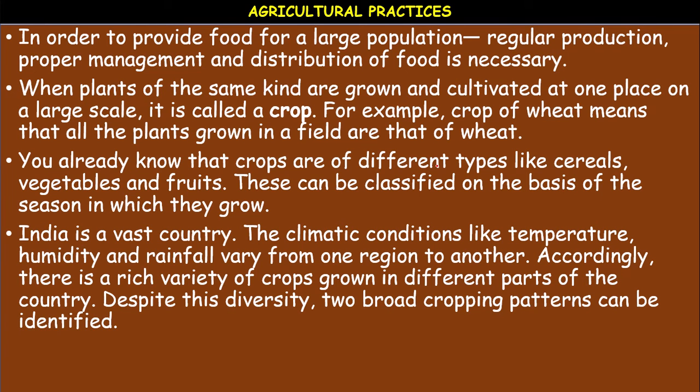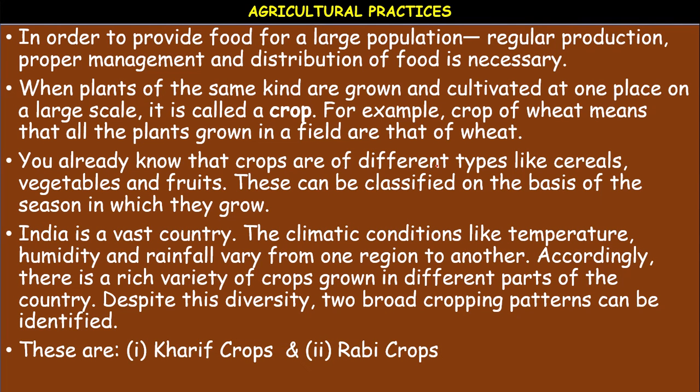Despite this diversity, two broad cropping patterns can be identified. What are they? They are Kharif crops and Rabi crops. In India, two main seasons for cultivating the crops. What are they? Kharif and Rabi seasons. Accordingly, the crops grown in the seasons are known as Kharif and Rabi crops. Okay? What is a Kharif crop?